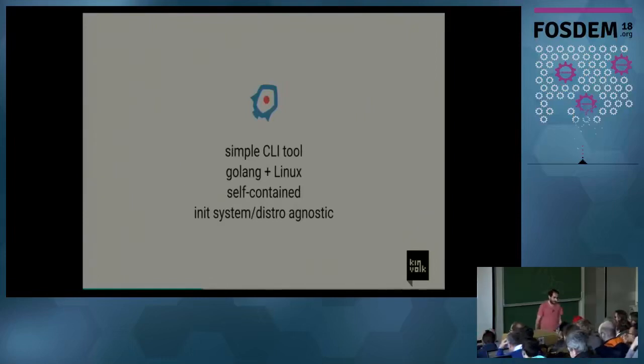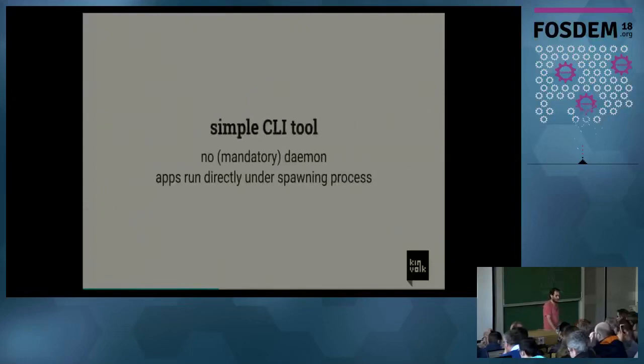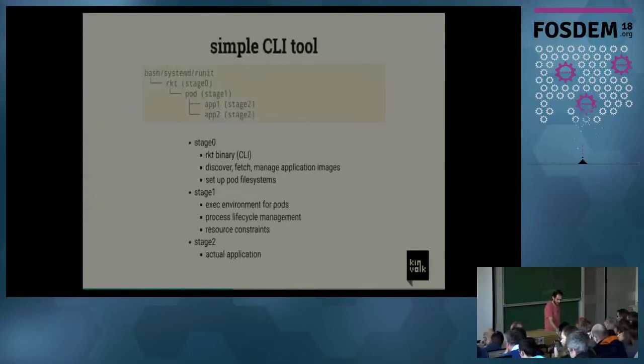So in the end, Rocket is just a CLI tool. It doesn't have any daemons. It's just a CLI tool that you run, and then your container is running. It's written in Golang, and it's Linux specific, so we don't try to support FreeBSD or macOS or all this stuff. It's pretty self-contained, so it just has some simple dependencies on glibc and the typical dynamic libraries you have in your Linux system. It's system and distro agnostic, although we optimize it to run on systemd.